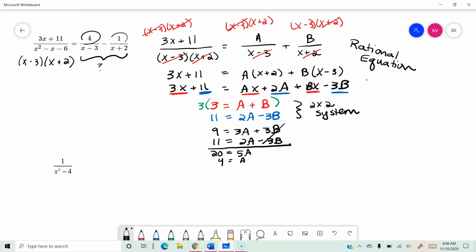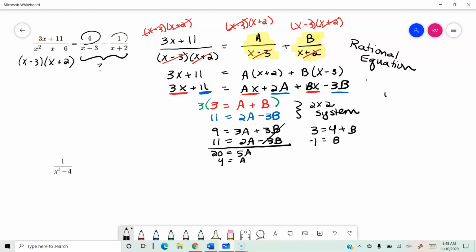And then we need to find our B. So I'm going to go back into that first equation and use back substitution. Put in the 4 for the A and solve for the B, which gives you -1. And then you go back to your original setup up here, where we set up those fractions with the A and the B, and you put your numbers back in there.